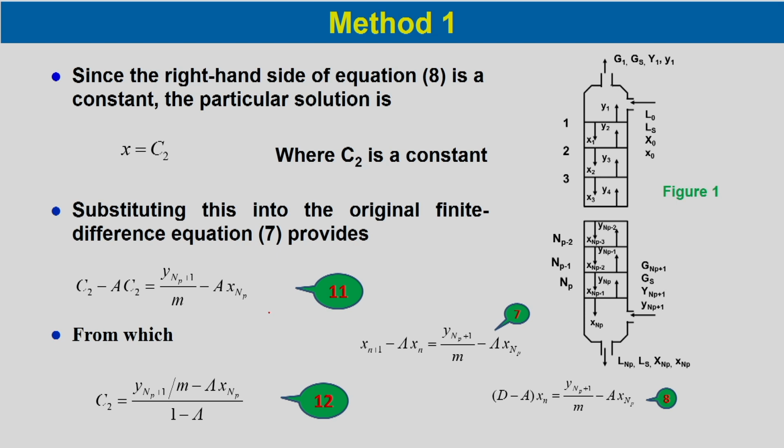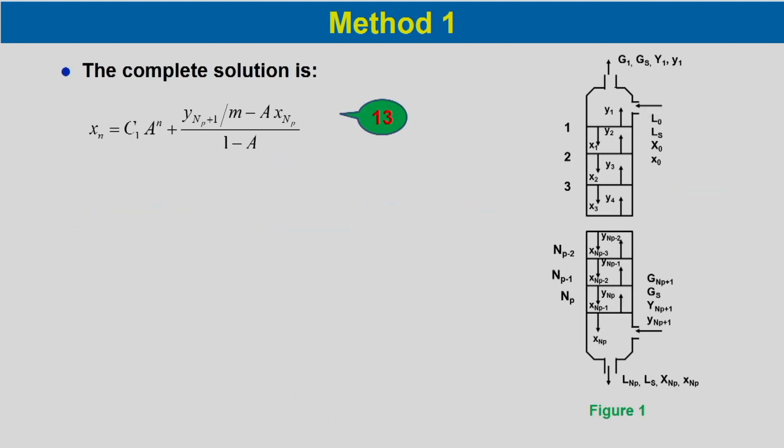So, this is the solution for C 2. So, C 2 we know, and then the complete solution would be x n equal to C 1 a to the power n plus y n p plus 1 by m minus a x n p by 1 minus a. Now, we have to obtain this C 1.